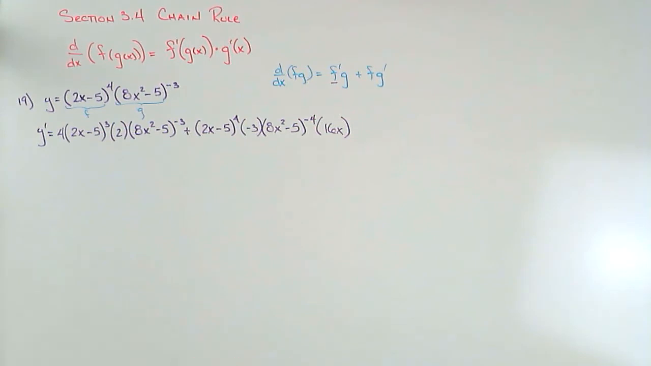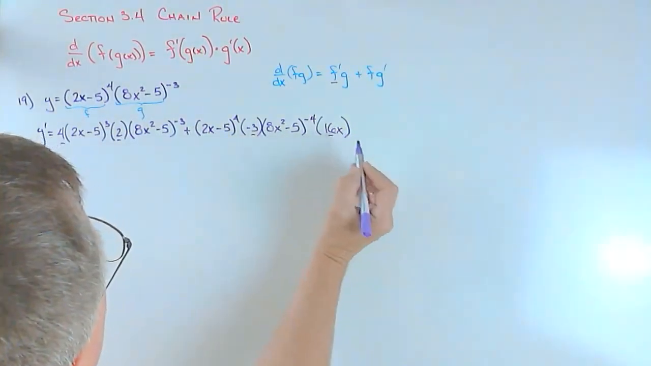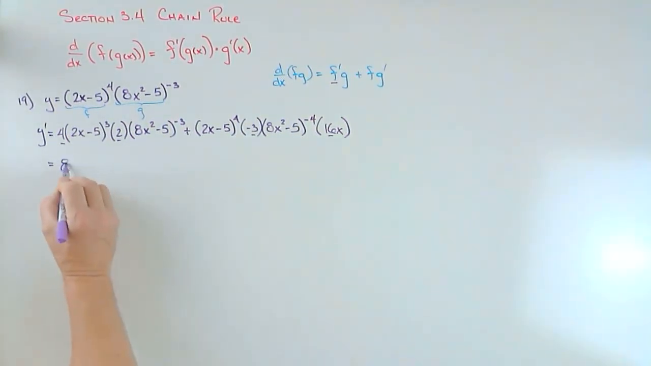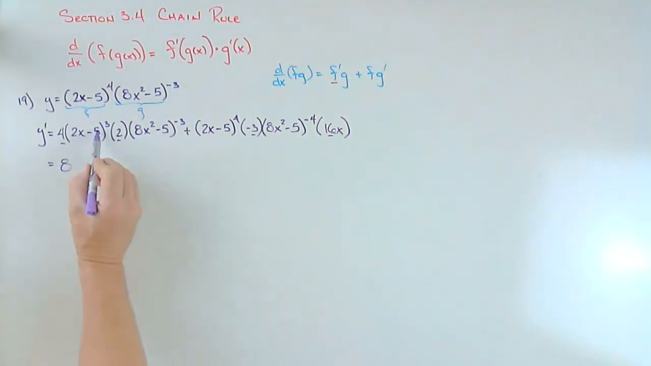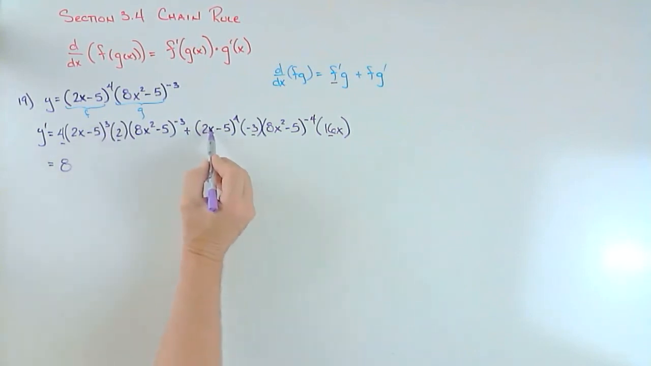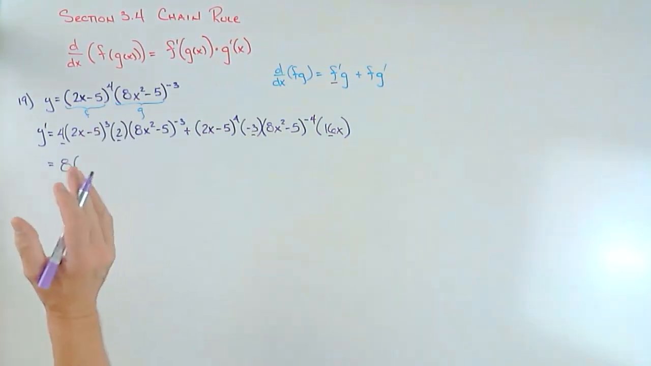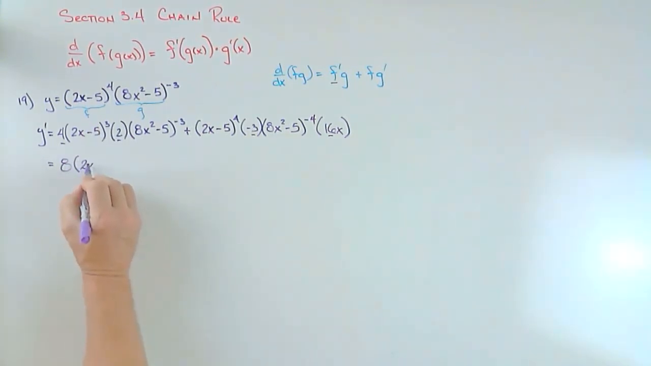Now we're not going to expand this, we're going to factor, right? We're going to pull out common factors. So what do we have here? We have 4 times 2, that's 8. Here we have a 3 times 16. So we have a common factor of 8. So we're going to bring out an 8. Here's 2x minus 5 cubed. Here's 2x minus 5 to the 4th. So you take out the smaller power. So we take out 2x minus 5 cubed.